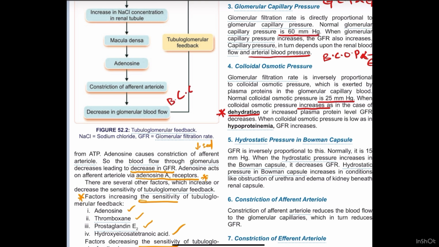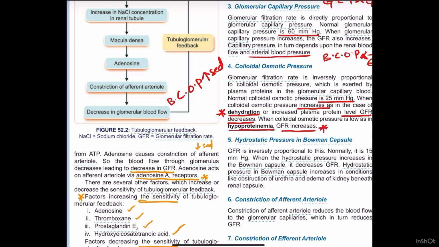Blood colloidal osmotic pressure is going to be increased. So in that particular period, what happened here? The level of GFR is going to be decreased. When colloidal osmotic pressure is low, as in hypoproteinemia, then GFR is going to increase.